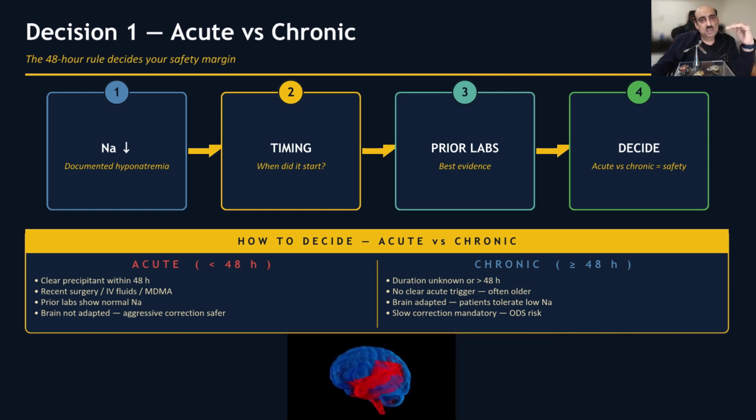The higher sodium, which you've just given, has turned the dilute component of extracellular fluid to more concentrated. That will suck the fluid out of the cells, leading to osmotic demyelination.